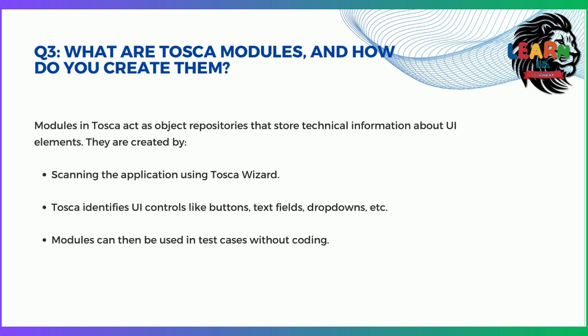Question 3. What are Tosca modules, and how do you create them? Answer. Modules in Tosca act as object repositories that store technical information about UI elements. They are created by: 1. Scanning the application using Tosca Wizard. 2. Tosca identifies UI controls like buttons, text fields, drop-downs, etc. 3. Modules can then be used in test cases without coding.